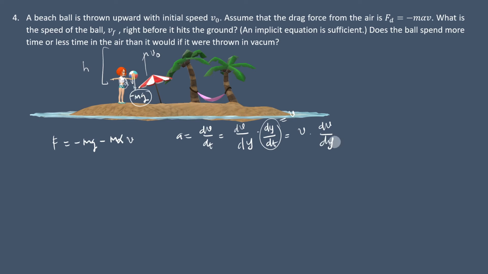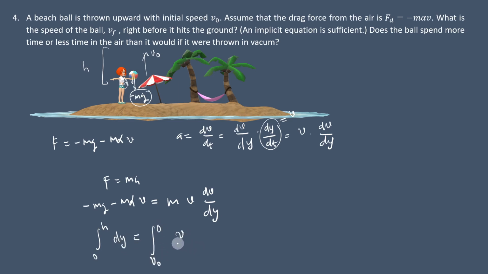For the upward motion, Newton's second law, F equals ma, where F is minus mg minus m alpha v, equals mv dv dy, and we can integrate it. The integral from 0 to h of dy equals the integral from v0 to 0 of v divided by minus g plus alpha v, dv, where we have taken advantage of the fact that the speed of the ball at the top is 0, writing v divided by g plus alpha v.